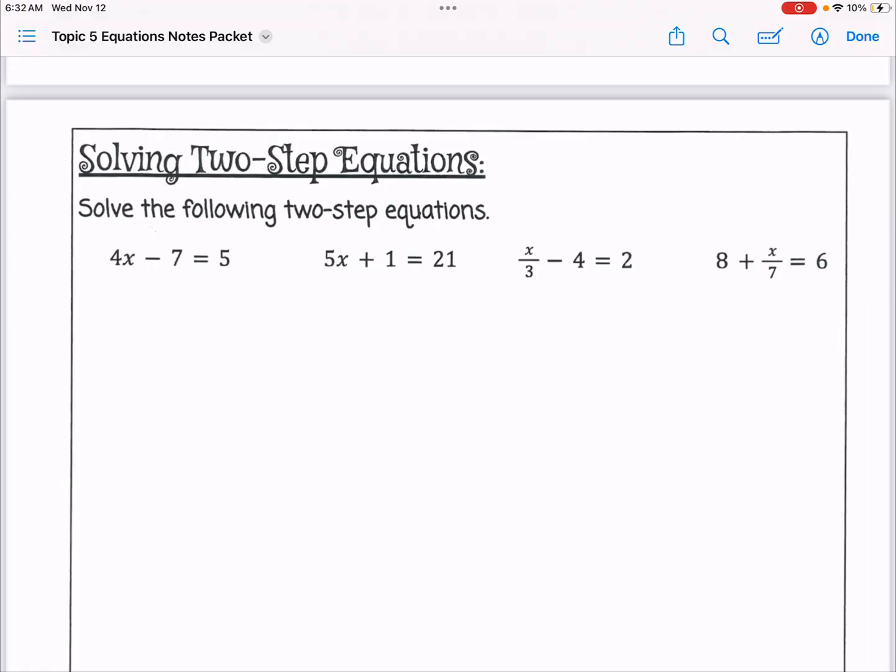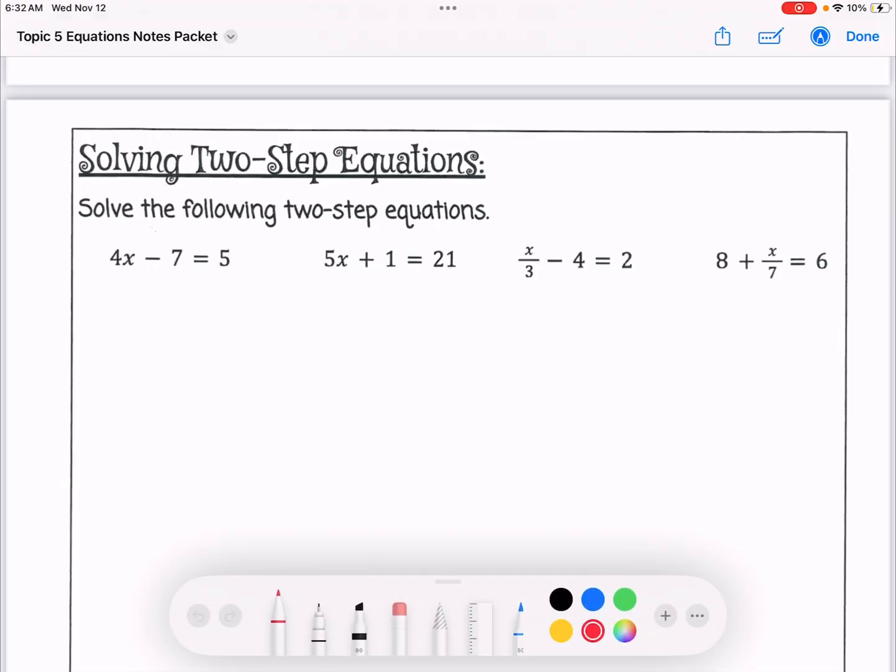Okay, solving two-step equations is very similar to what we did yesterday, except instead of one step, there's two. So if we look at this first example here, we have 4x minus 7 equals 5. Our variable is x, and there are two things being done to it. First, it's being multiplied by 4, and then it's being subtracted by 7. When I solve two-step equations, I need to work backwards. So I'm going to split my equation into two sides, and I need to work backwards. Because the subtracting 7 is there, I'm going to first start by adding 7 to both sides.